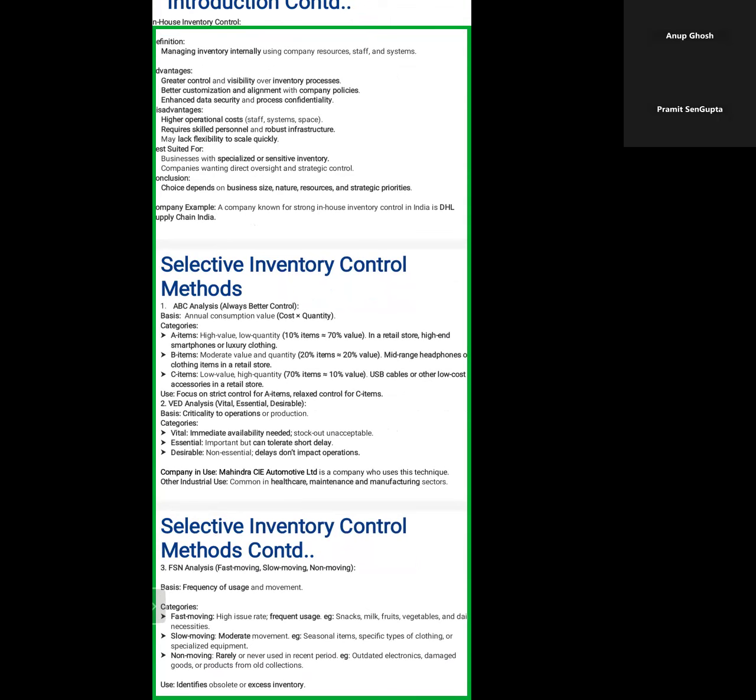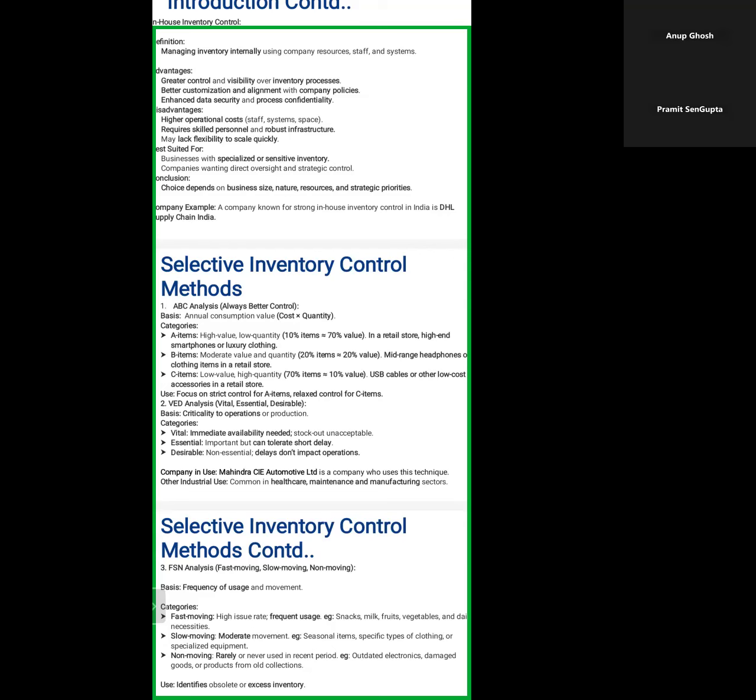Now, these three categories are divided like this. A category, which is 10% in items, but 70% in valuation, which basically is found in a retail store. High-end smartphones are examples of that, or even luxury clothing, any brand you can imagine. These are the examples of A-type inventory control method in selective inventory control under materials management.